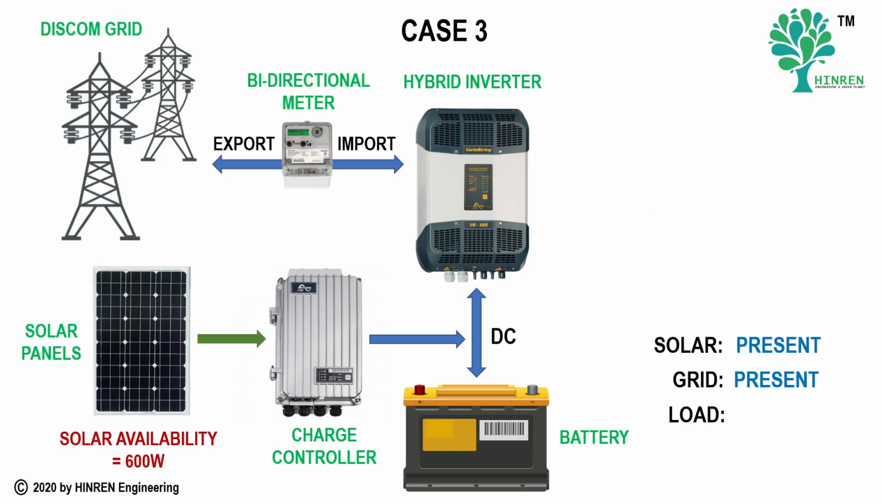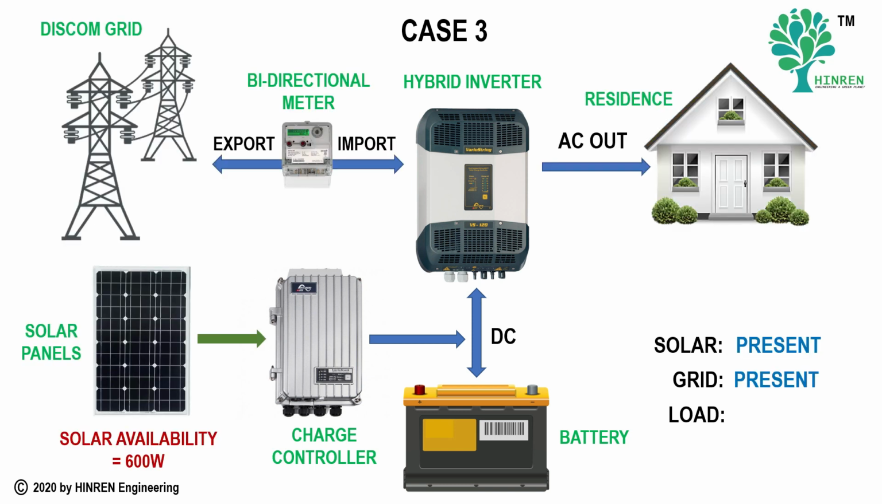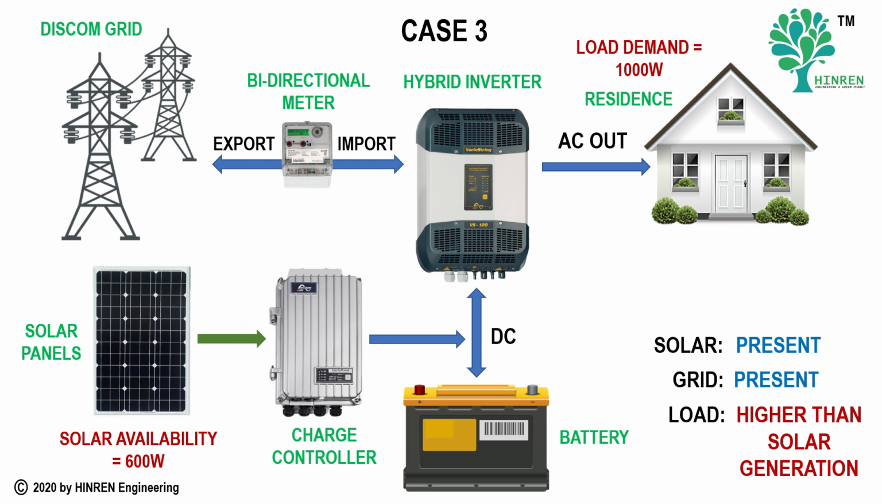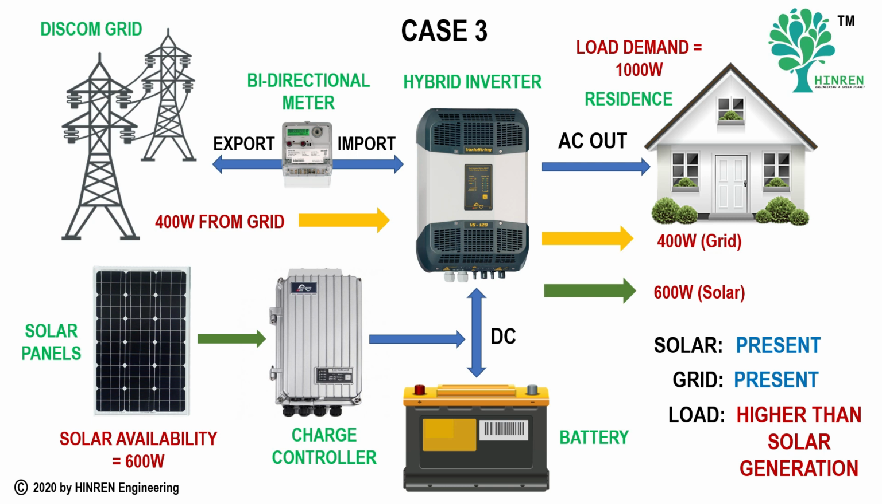In case 3, we have solar available. We also have the grid available and the load is higher than the solar generation. As you can see, the solar generation is 600 watts and the load demand is 1000 watts. In this case, the 600 watts of solar generation is servicing the loads and the balance 400 watts is taken from the power utility grid. So the 1000 watts of total demand is met by the combination of 600 watts of solar panels and 400 watts from the power utility grid. So in this case, we don't have any export of energy to the grid. However, 400 watts of energy is imported from the power utility grid.